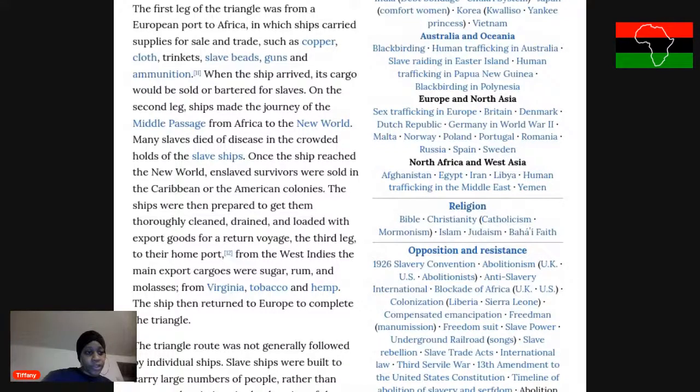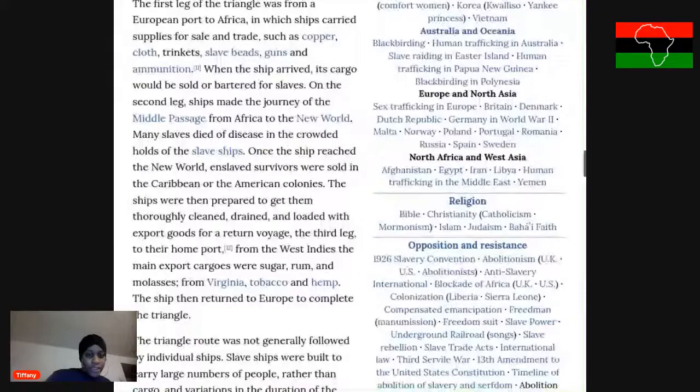Once the ship reached the New World, enslaved survivors were sold in the Caribbean or the American colonies. The ships were then thoroughly cleaned, drained, and loaded with exported goods for a return voyage. The third leg was to their home port from the West Indies. The main export cargoes were sugar, rum, and molasses, and from Virginia, tobacco and hemp. The ship then returned to Europe to complete the triangle.